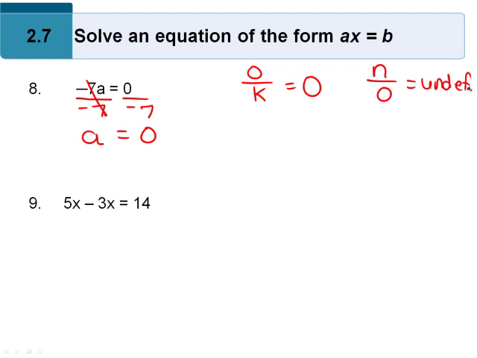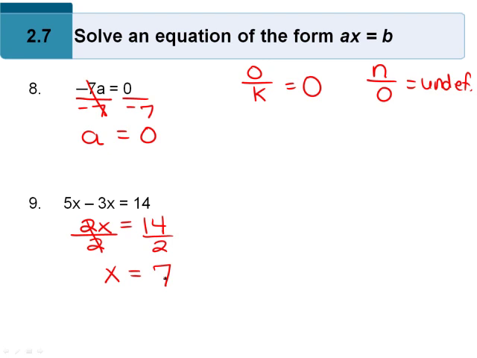Now look at number 9. This one's a little bit different because we have two terms with variables on them. But those are like terms. So the first thing we're going to do is combine them. 5x minus 3x would just be 2x. You just combine those coefficients on the variable terms. Equals 14. Well, now we're right back to the same type of equations that we've been doing. So we divide by 2 on both sides. The 2's cancel, and x equals 7.